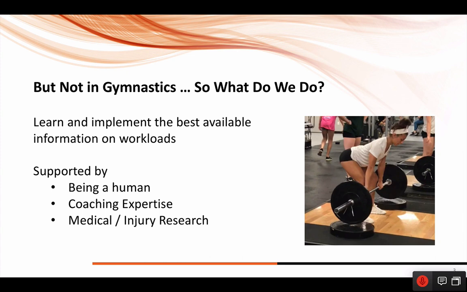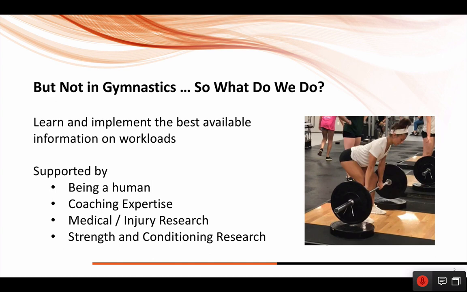Take that information about how those injuries came about and combine it with the third component, strength and conditioning research. What does the research say about how you build somebody up? How do you build their fitness levels? How do you build their capacity so that they can tolerate the training workload that we're going to give them?